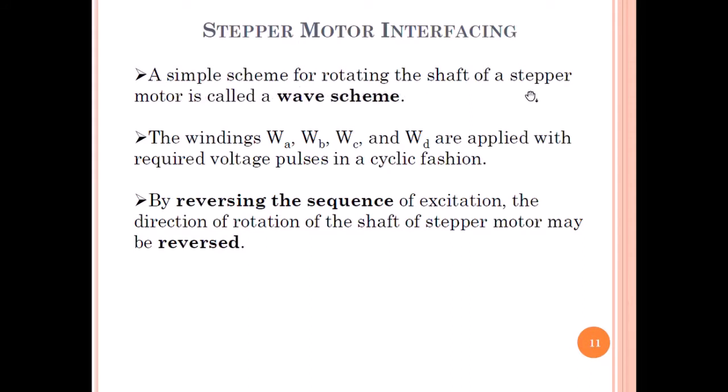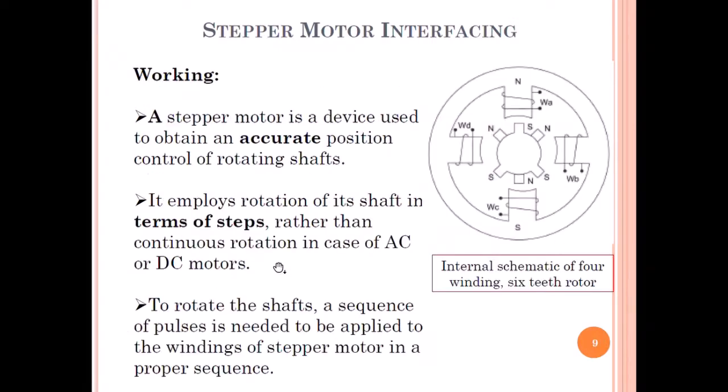A simple scheme for rotating the shaft of a stepper motor is called a wave scheme. Next we will see the wave scheme, how it is rotating. The windings WA, WB, WC and WD are applied with the required voltage pulses in a cyclic fashion so that it can rotate in a cycle. By reversing the sequence of excitation, the direction of rotation of the shaft of the stepper motor may be reversed.